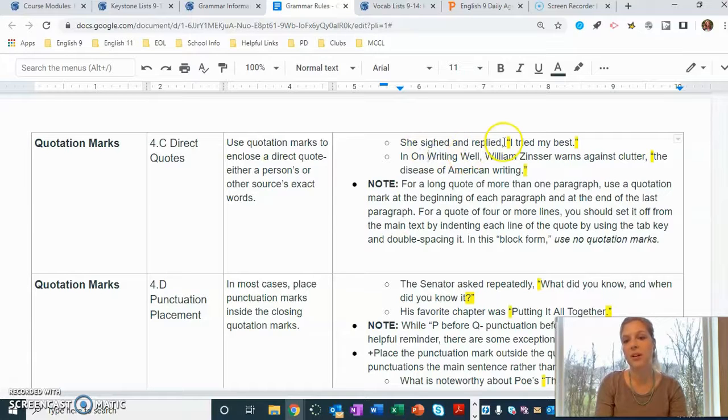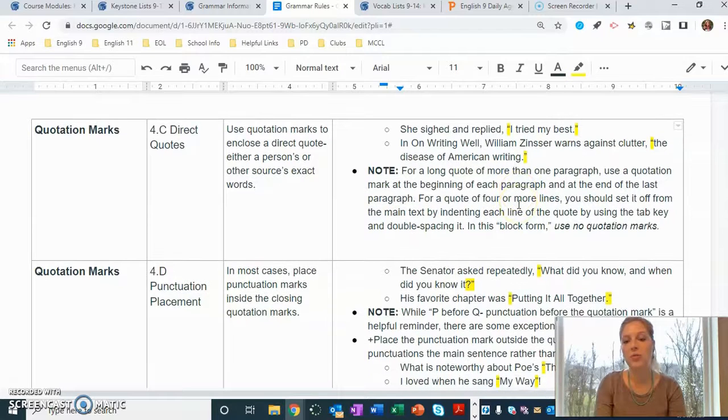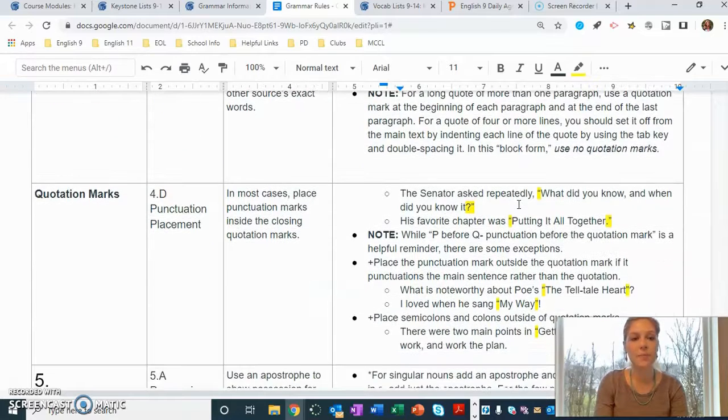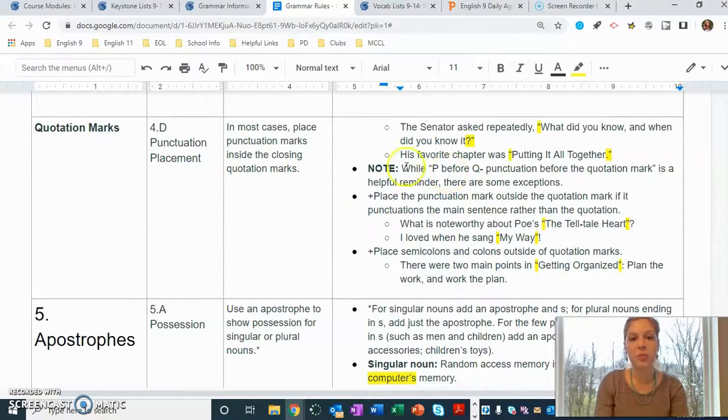So, she replied, "I tried my best." Or Zinsser warns against clutter, "the disease of American writing." For a long quote, if you're quoting more than 4 lines, you do block form in MLA format, so you don't use quotation marks, just as an FYI.